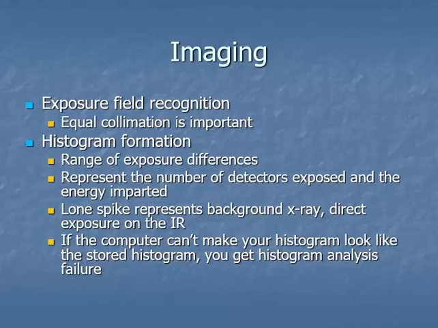So where you have long spikes in your histogram, if you can get into the system and look at your histogram, what that represents is very high exposure. So you may have background x-rays, direct exposure to the image receptor, whereas the low spikes are representative of a lot of radiation absorption before it strikes the image receptor.